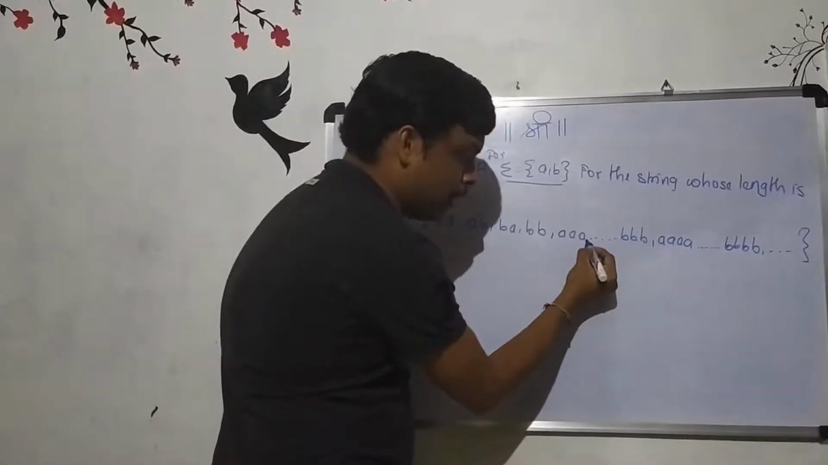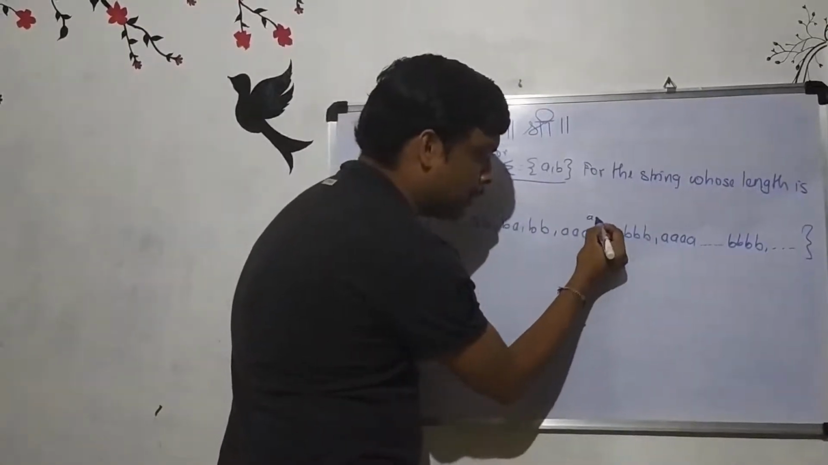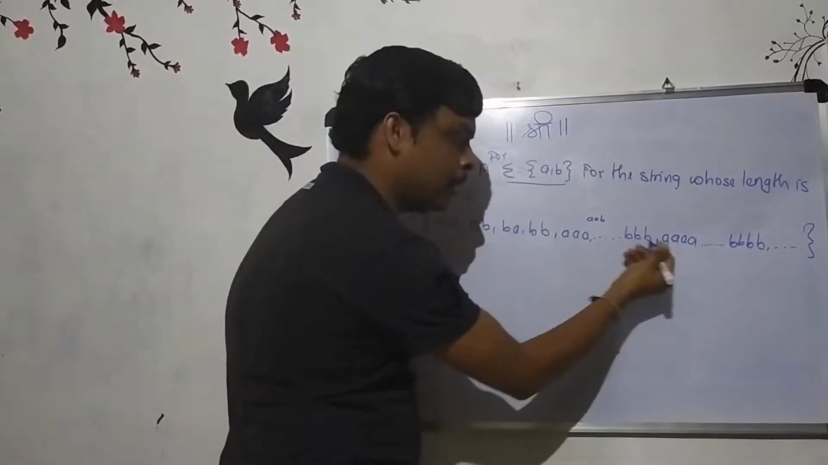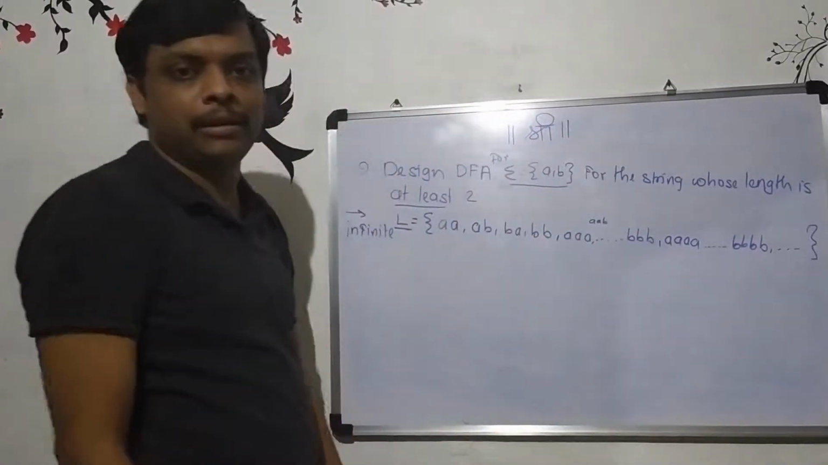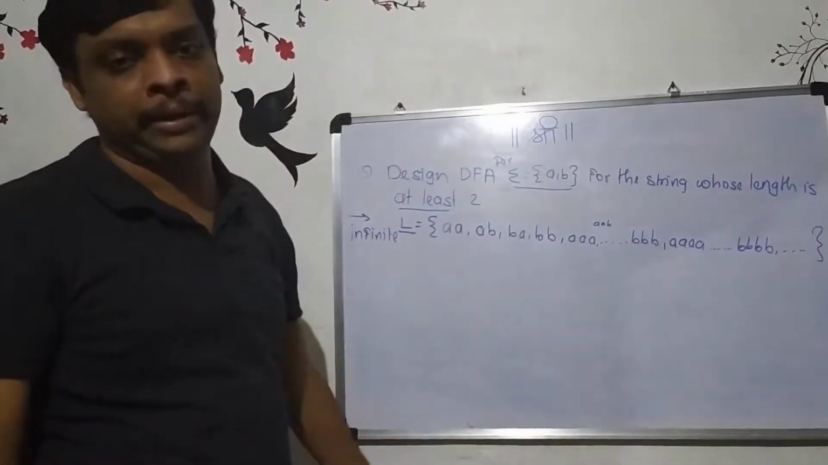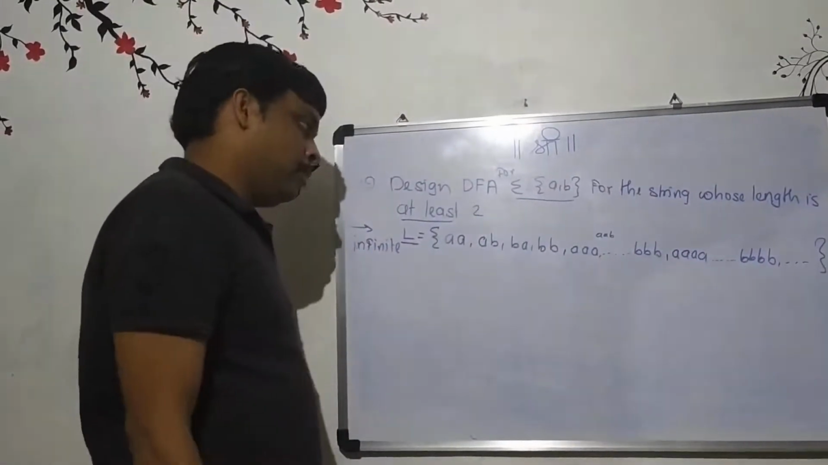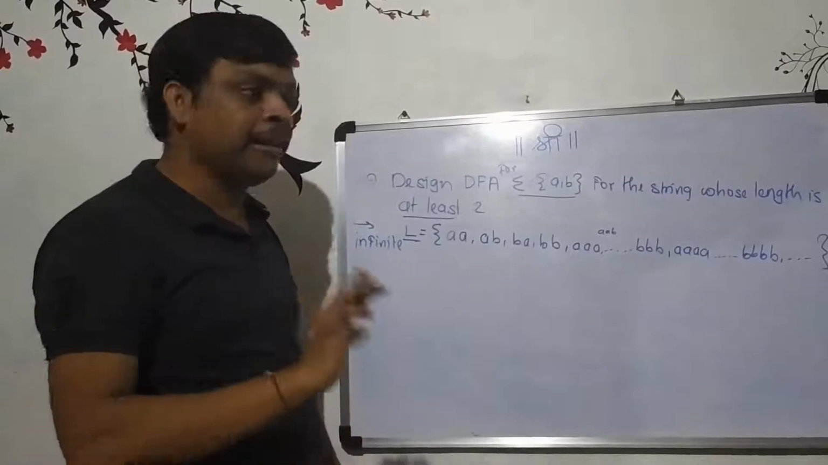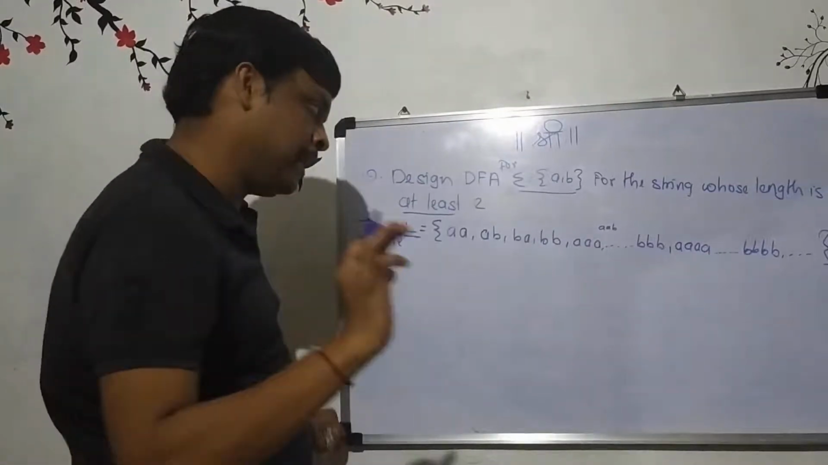Here I have mentioned it in general. AAA, then after that you can add AAB as well. So it will consider all combinations of length 3, of length 4, of length 5, up to infinite. Now we have to design a DFA for this.